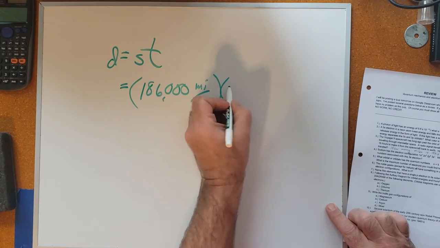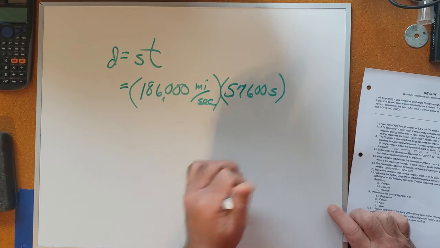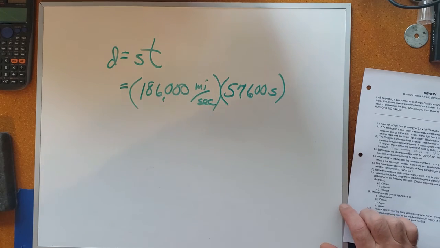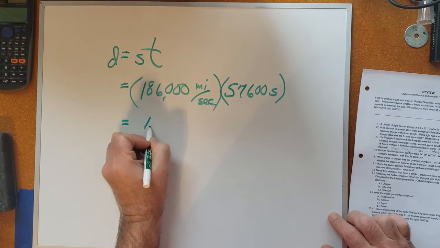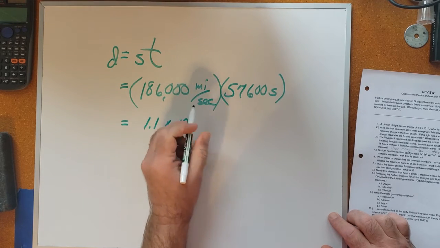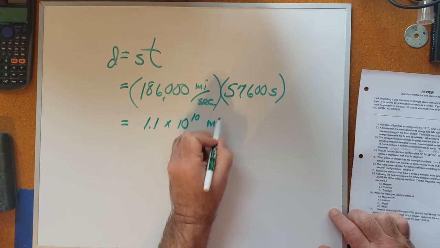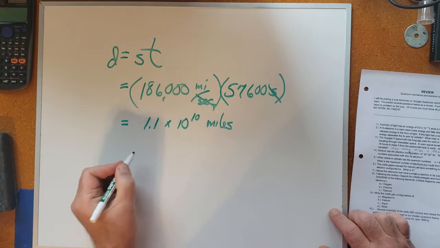And from the previous solution, we'll use the time, the 16 hours, which is 57,600 seconds. We do that multiplication and we get 1.1 times 10 to the 10th miles. Okay, seconds cancel and we'll be left with miles.